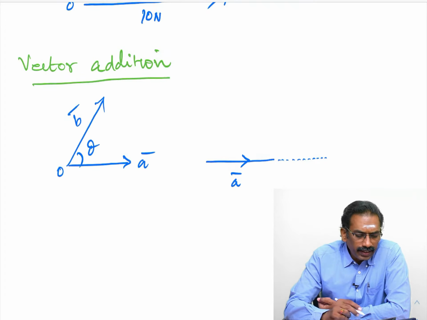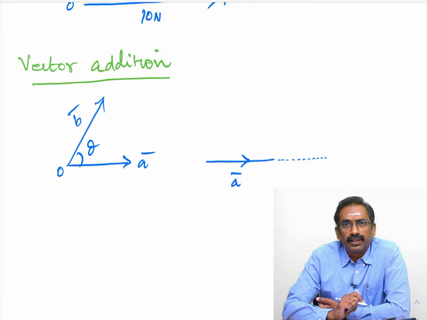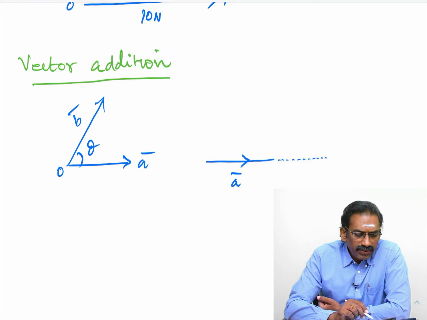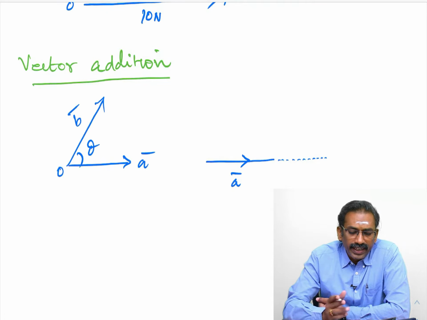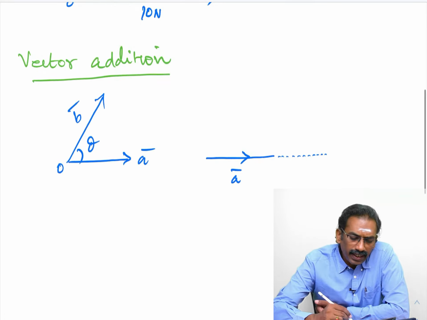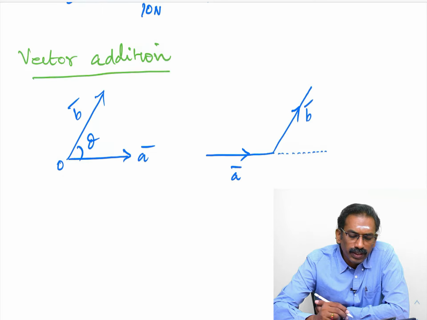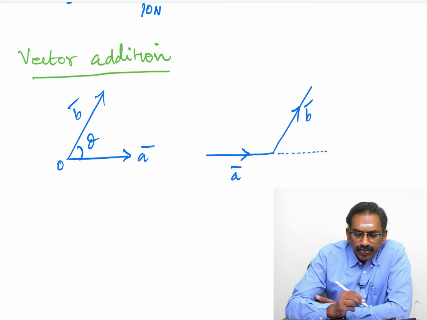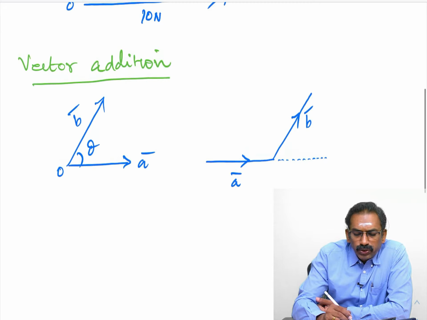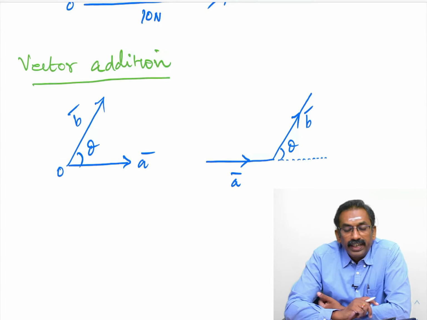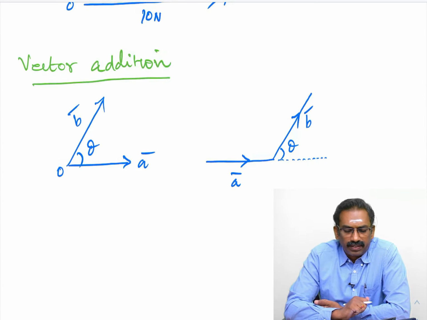With that line, the B vector should make an angle theta. Shift this B vector to the head of A vector such that the tail of B vector should coincide with the head of A vector. The B vector should make an angle theta with the line of action of A vector.